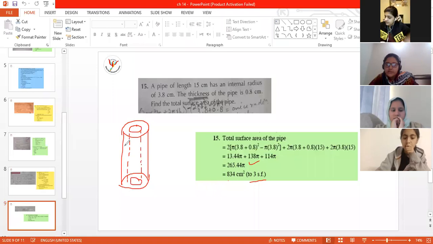Clear? Now, this outer shape is 2 pi RH. This outer shape is 2 pi RH. This inner shape will also be included as 2 pi RH, na? Yes, ma'am. Okay. Now it's clear.